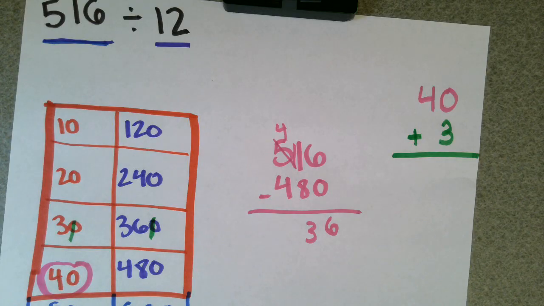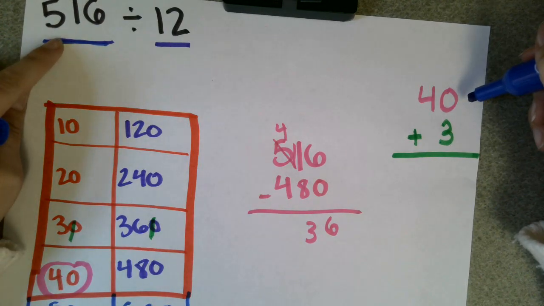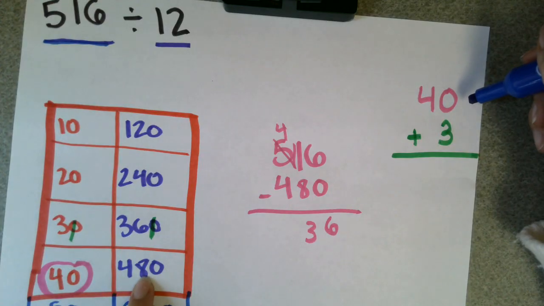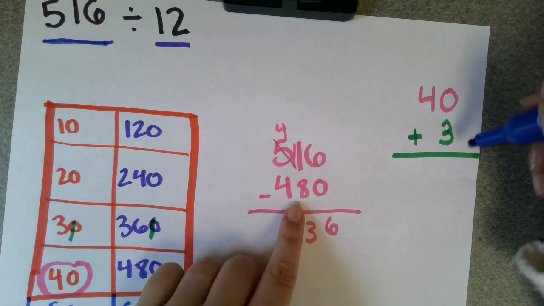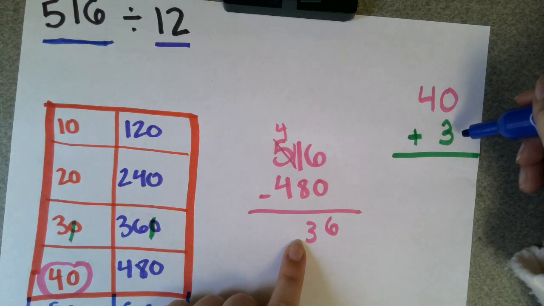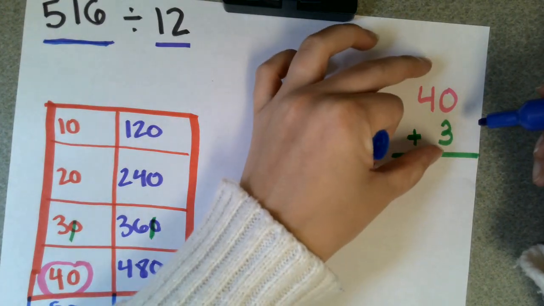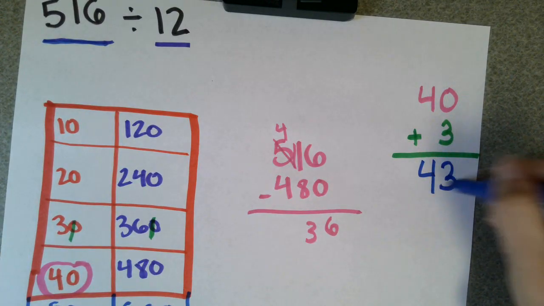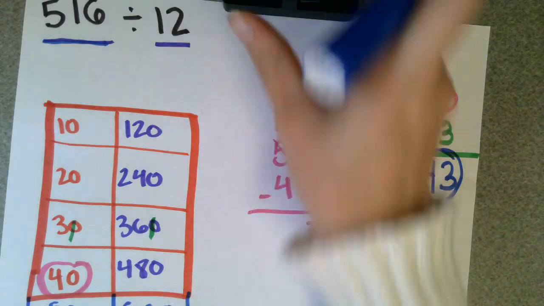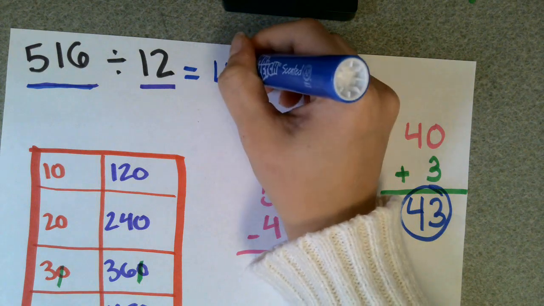So now that I have both parts of my answer, I know from the beginning that 40 12s can fit into 516 because 40 times 12 equals 480. I then subtracted that to figure out how much is left to divide. And then I figured out how many 12s fit into 36, and that equals 3. So now I need to take both parts of the question and add them together to get my final answer. My final answer to 516 divided by 12 is 43.